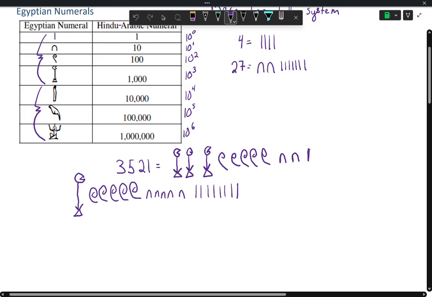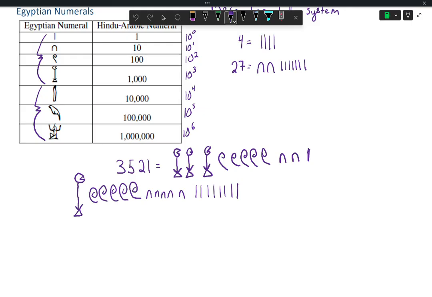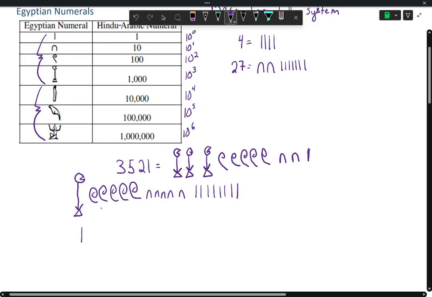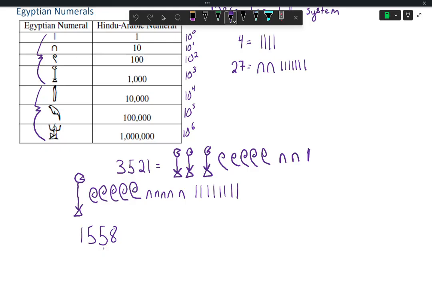Well, we just look at our chart. Pac-Man on a stick is 1,000. The swirlies are 100, and I have 6 of them, so that's 600. I have 5 hoof prints and 8 tallies, so that's 1 thousand, 6 hundreds, 5 tens, and 8 ones.